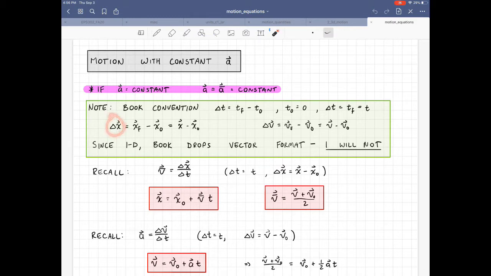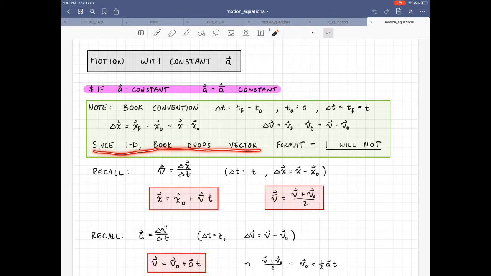Recall delta x is x final minus x initial. We're going to do the same thing with x. Instead of x final, we're going to call it x. Same with velocity. Remember, delta v is v final minus v initial. Instead of v final, we're going to use v. All right, so those are three conventions that we're going to adopt for the next few portions of the video.